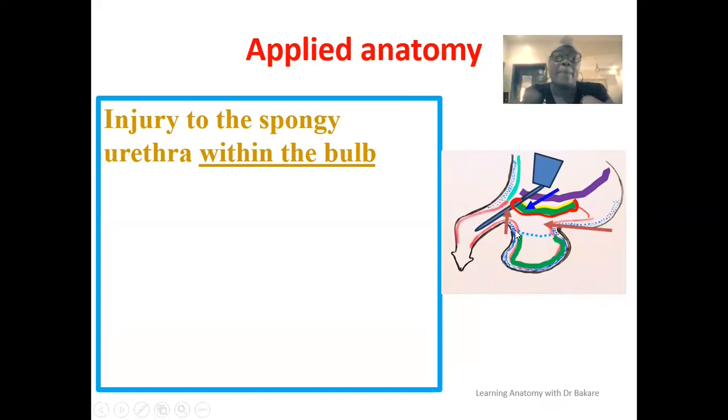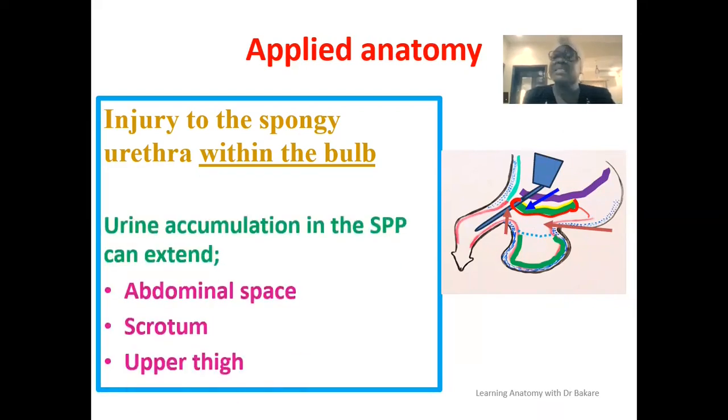Specifically, it is the upper region of the spongy urethra that is located around the bulb of the penis. So if you have injury to this region, it means that there could be accumulation of urine in the superficial perineal pouch first. And this accumulation of urine will extend from this region as a result of the deficit that is created in the anterior part. Remember during the course of this lecture, when we described the boundaries of the superficial perineal pouch, we said that anteriorly there is an opening. So this deficit will allow for the movement of this urine to other regions of the body.